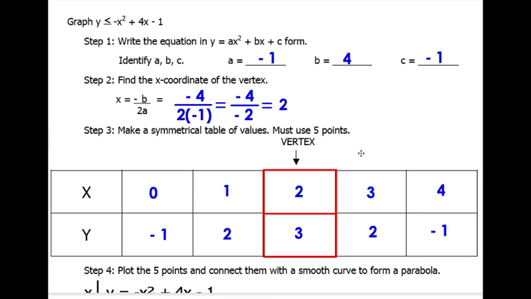Next, in our table of values, I have space for 5 ordered pairs. In the middle, I always place my vertex. Since I just found the x-coordinate of the vertex, which is 2, I'm going to put it in that spot.